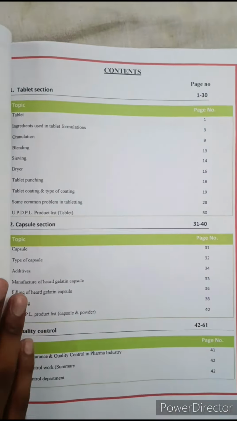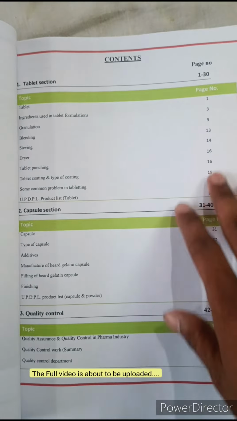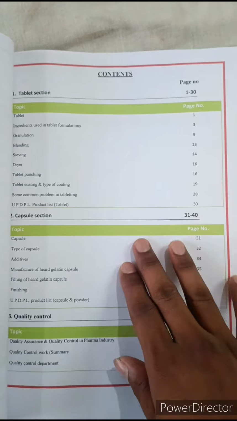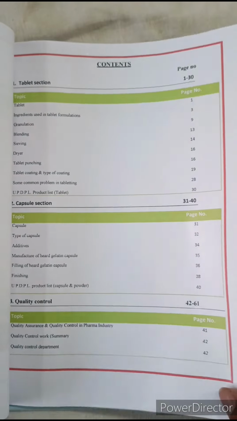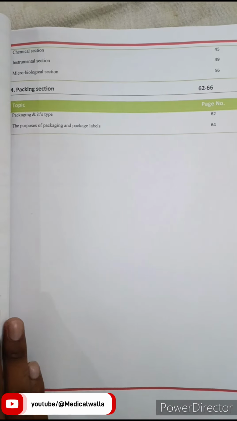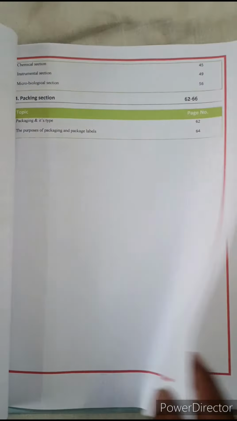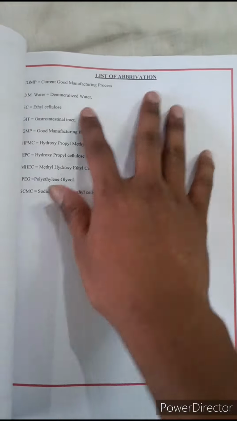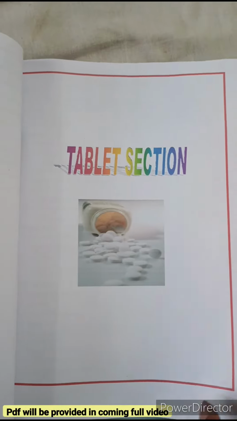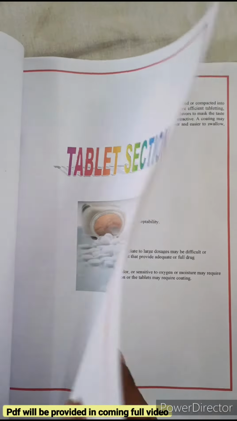After that, the main part of this report is what you have learned during your industrial visit. These are the topics: tablets, capsules, tablet punching, sieving, blending, granulations, types of capsules, quality control, and then chemical sections, packaging and other things. This is the list of abbreviations that you use in your industrial report, and this is the start of the report.